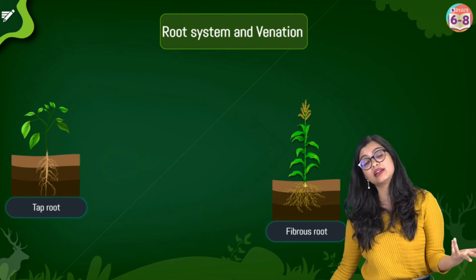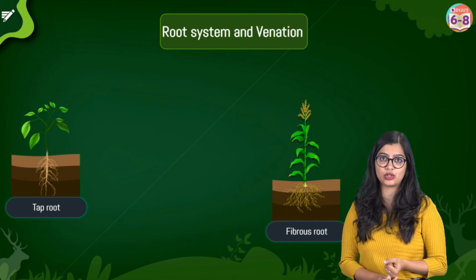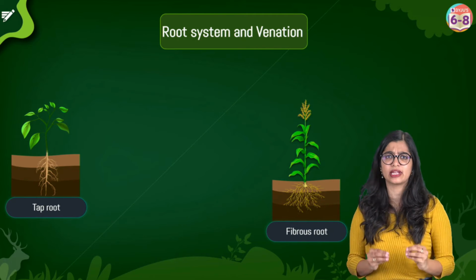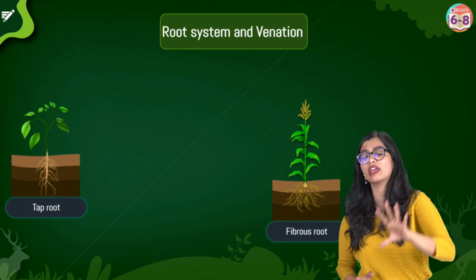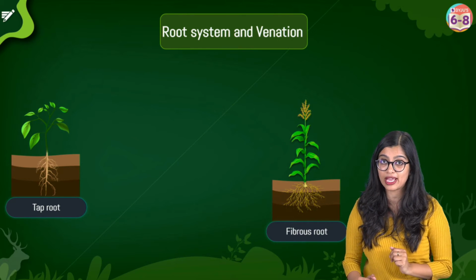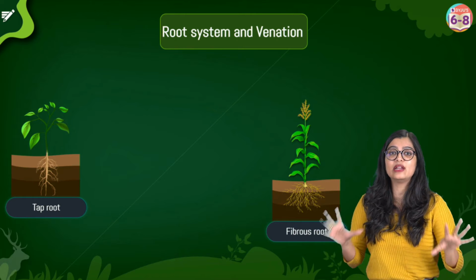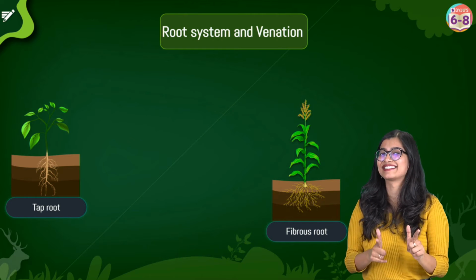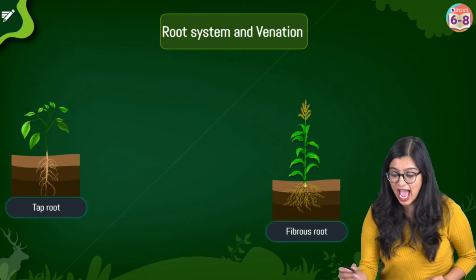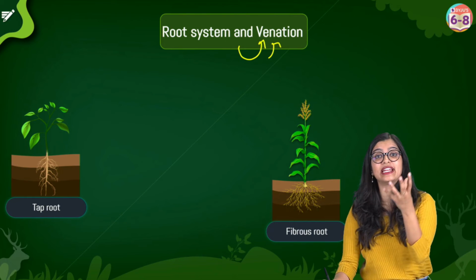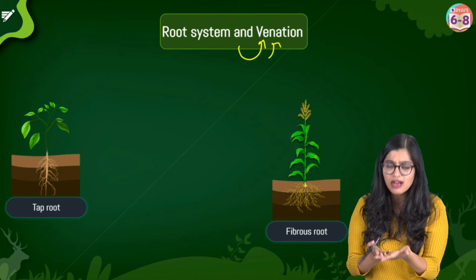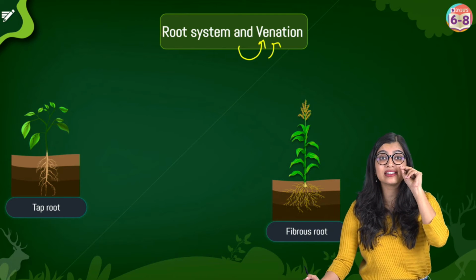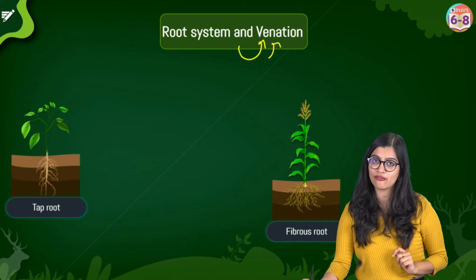And I will not always remember the examples of taproot and fibrous root, right? You might remember two examples, I will remember two examples, not more than that. So how will you know if a particular plant has taproot or fibrous root without really looking at its root? Can we do that? Is there a way of identifying? Yes, there is a way of identifying, and that is with the help of the venation of the leaves. By just observing what kind of distribution or arrangement of veins it has, you can easily determine whether it has taproot or fibrous root.